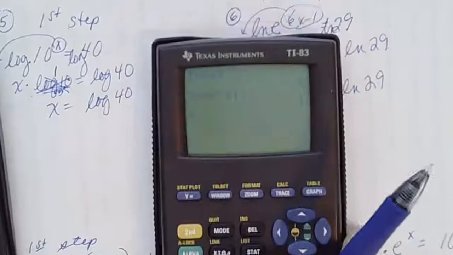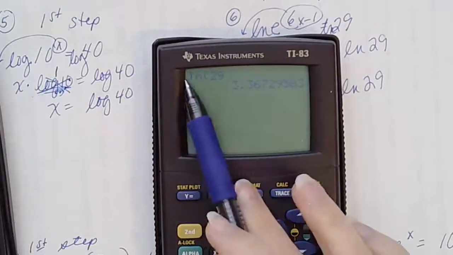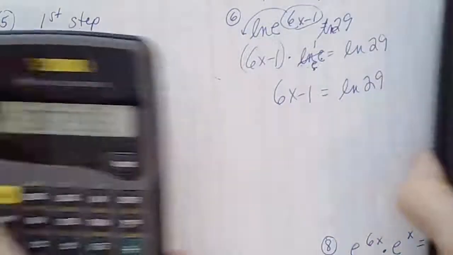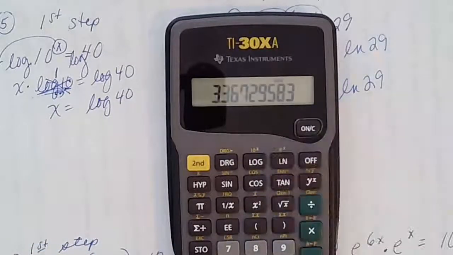I hit the ln button and type in 29 equals, and it types it in kind of in order, ln, and then type in the 29. Where this calculator, same answer, but I had to hit the 29 and then hit the ln button. So just be aware of how your calculator operates.